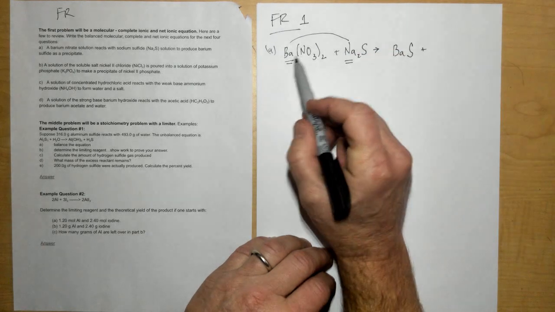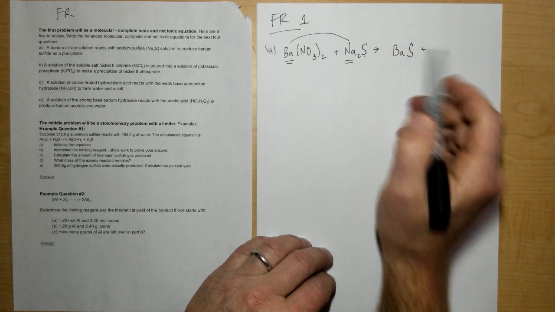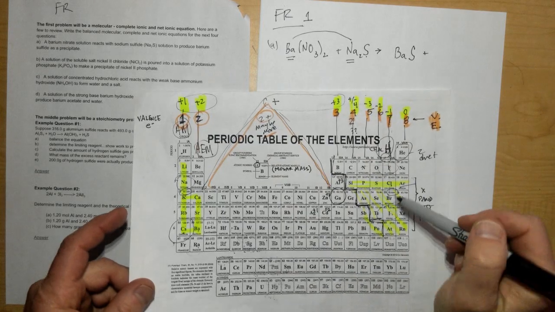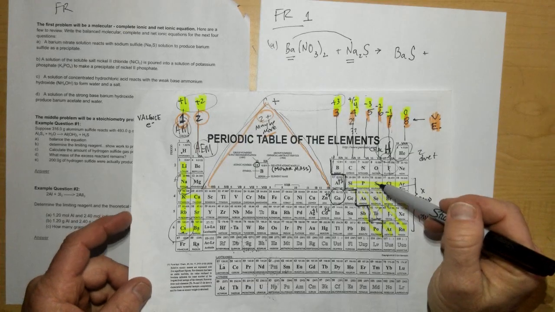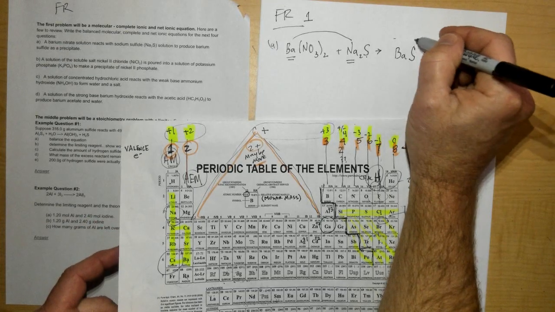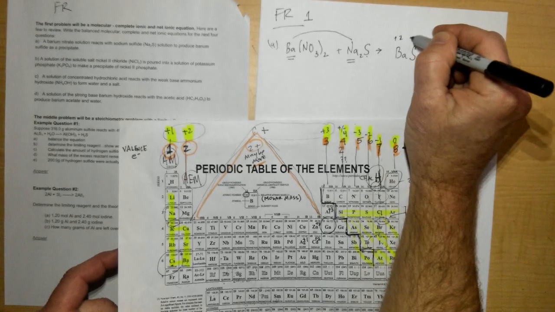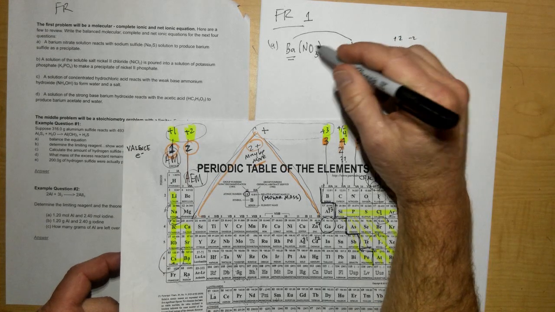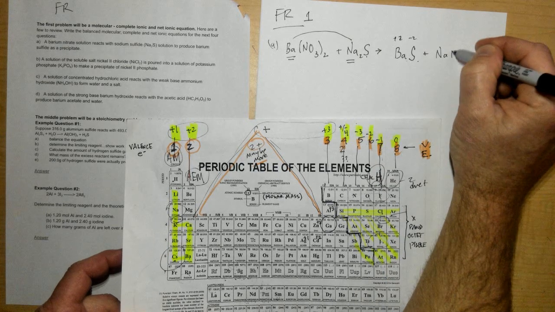you swap those, and so the barium is going to go together with the sulfur. And if you look on your periodic table, you can know that barium is +2 because it's in group 2, and sulfide is in group 16, so it's -2, so this is +2, -2. And make sure that those are a 1 and a 1. And then the Na will go with the NO3.